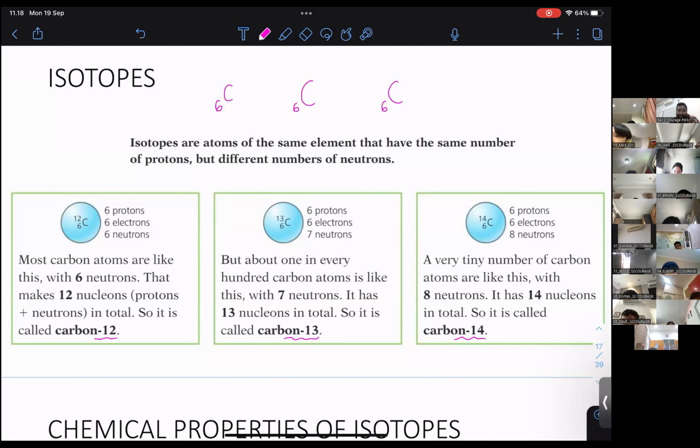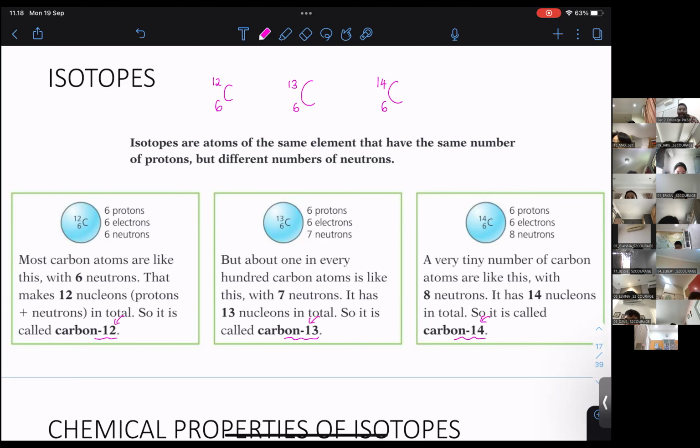But the different thing is the name itself. It's suggesting the mass. The mass number is different. The mass number 12 is the common one. Normally for carbon we always write 12. But there is an isotope which is 13, and we have the isotope which is 14. So we call it carbon 12, carbon 13, and carbon 14.